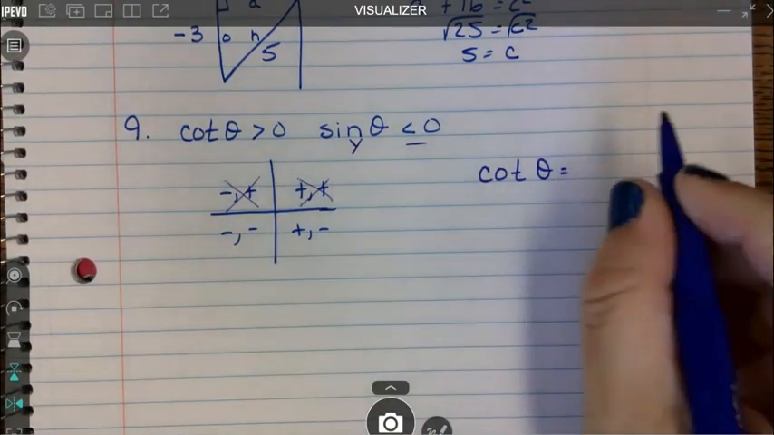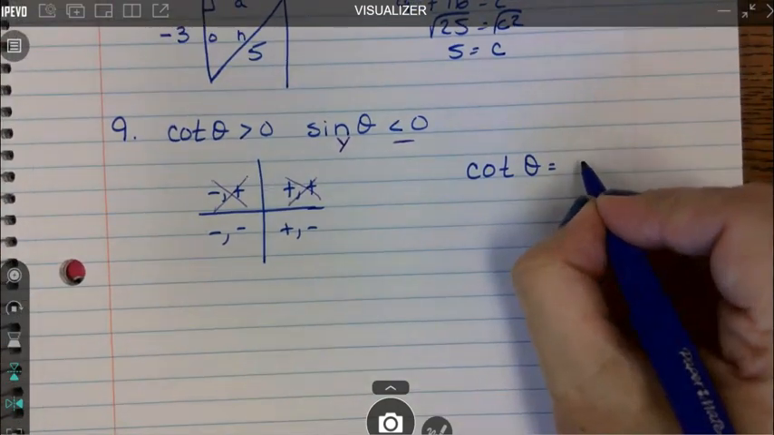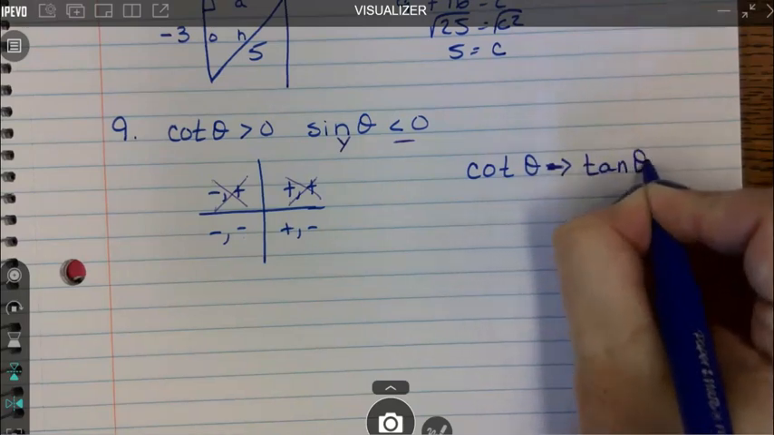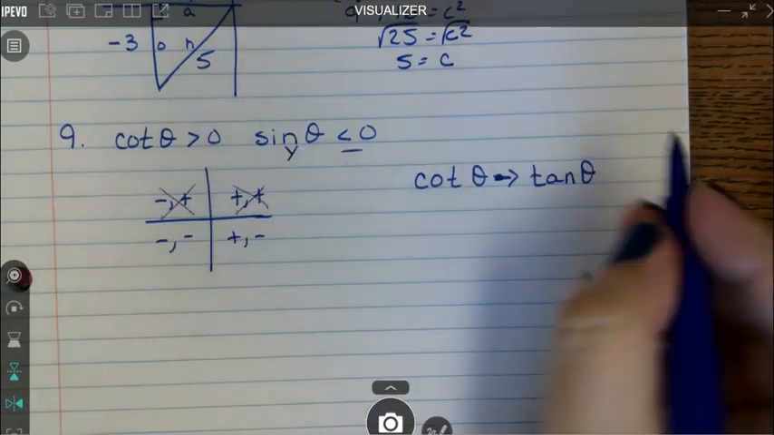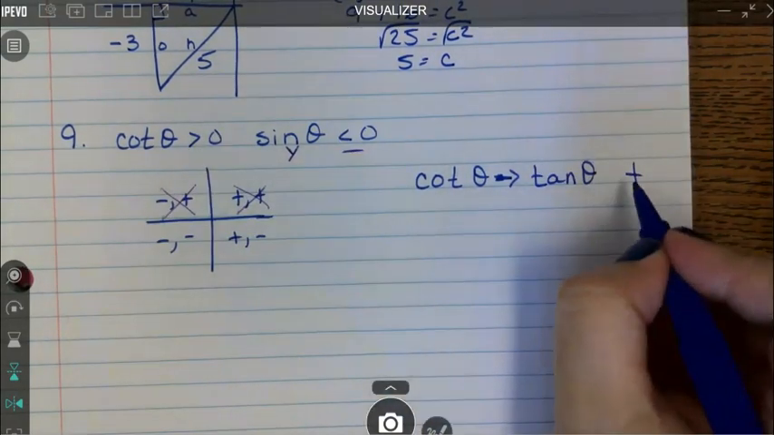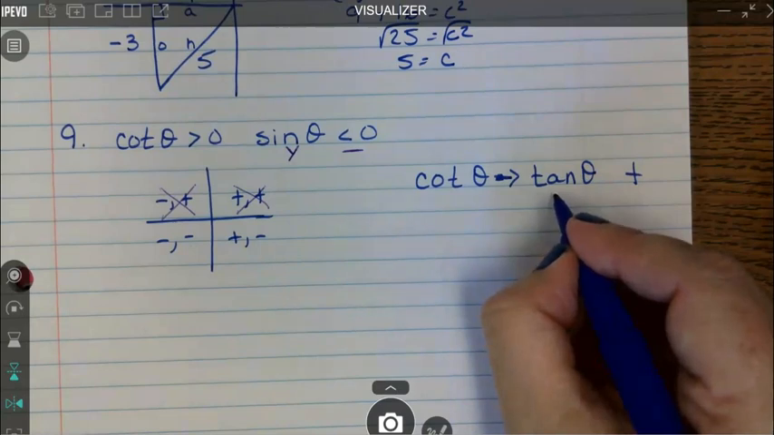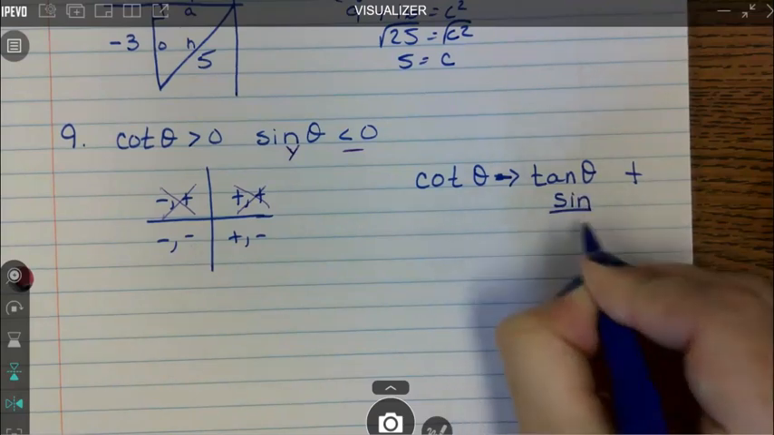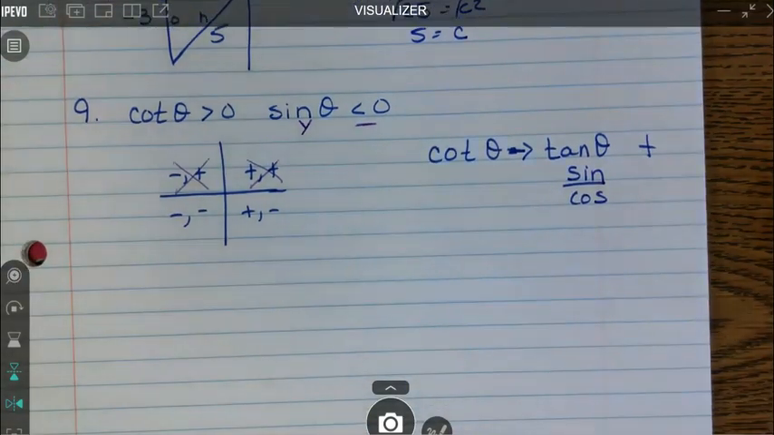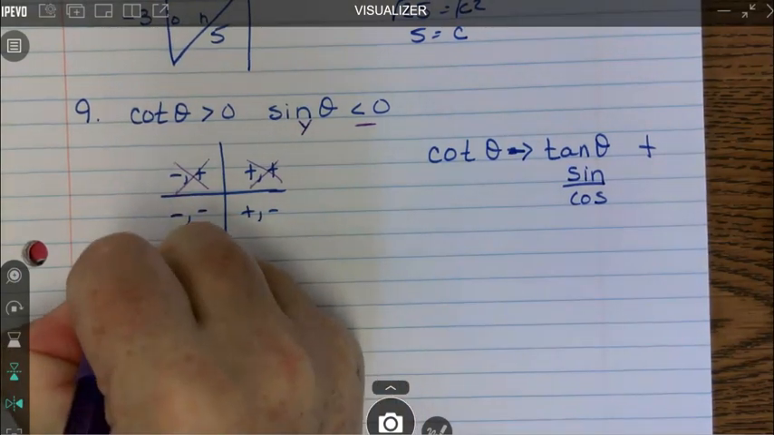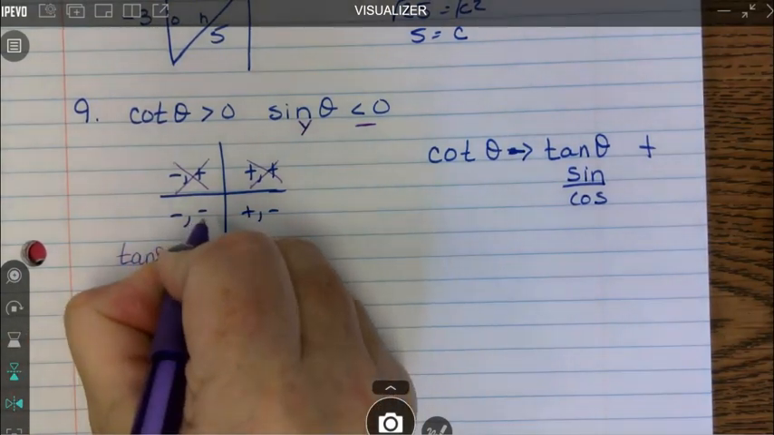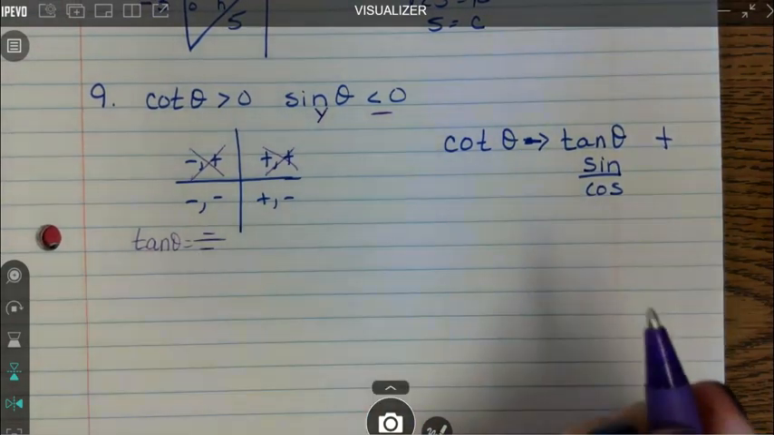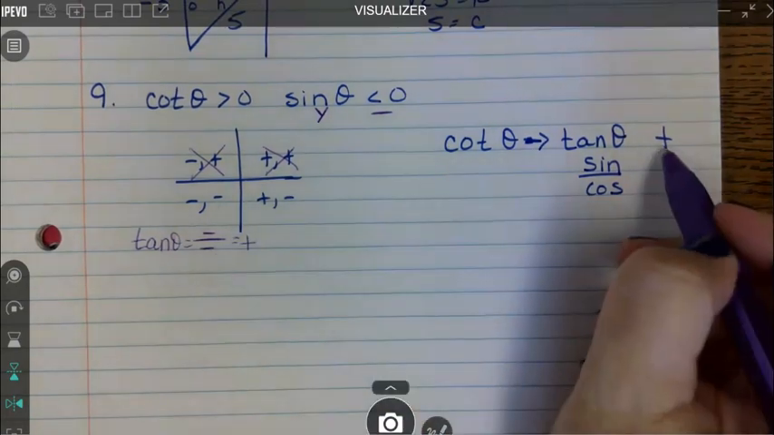Cotangent, remember, is the reciprocal of tangent. Okay, and what we're doing is looking for a positive, because when we're greater than 0, we're looking for positive. So tangent is nothing more than sine divided by cosine. So let's calculate tangent. So sine here is negative. So a negative divided by a negative is a positive. That's what we want.